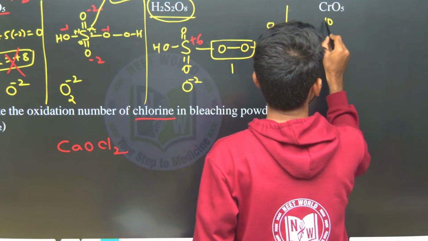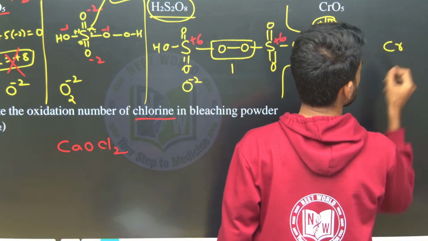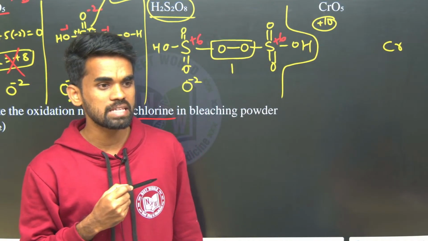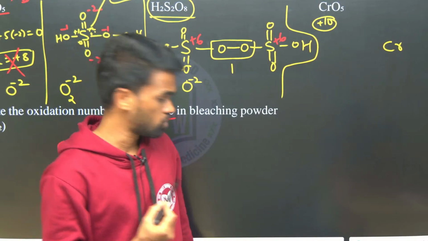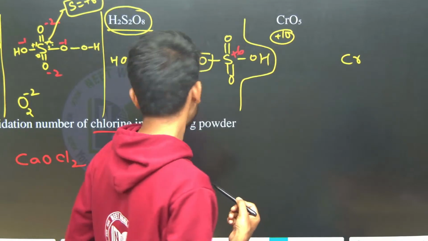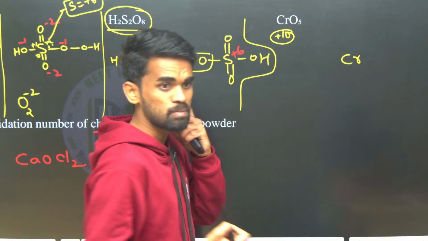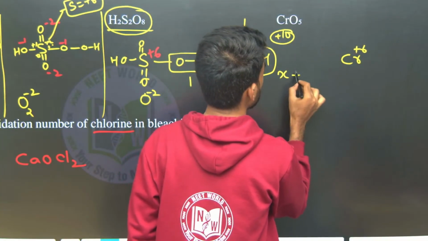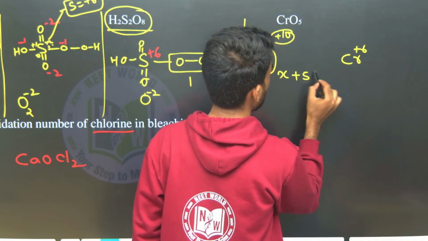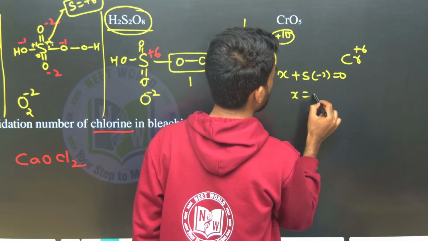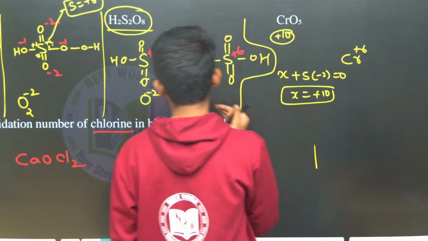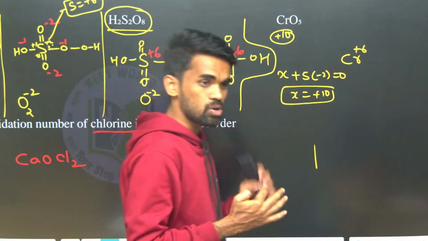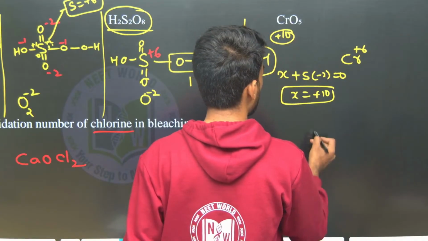Plus 10 is not possible, because in the last class I told you how many valence electrons are there in chromium. Chromium, how many valence electrons? Atomic number 24. So 6 valence electrons are there, which means it can show a maximum of plus 6. But if you calculate normally using the formula x plus 5 into minus 2 equals 0, you will get plus 10. This is the formula for calculating average oxidation states, but it is wrong here. Plus 10 is not possible on chromium.